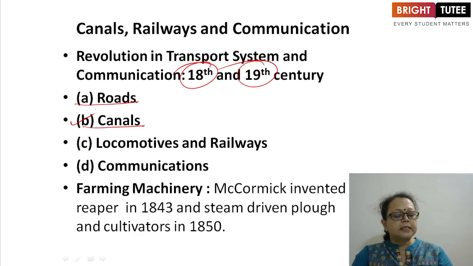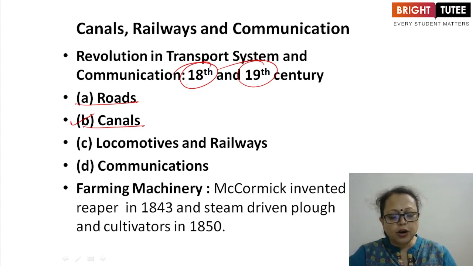After the canals were completed, the price of coal fell by half. Because by road, it takes a very long period of time and it was costly also. But with the construction of canals, the price of coal became half. The pioneer of the revolution in waterways was the Duke of Bridgewater.